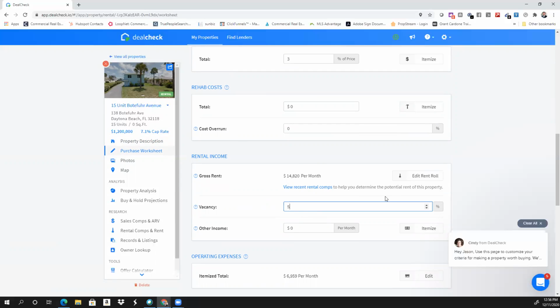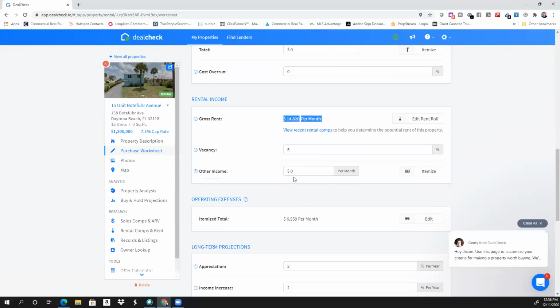Even though this is 100% full. Well, actually, I'm sorry. One unit is vacant, but I'm still writing this with a 5% vacancy. Here's the gross per month. He is actually getting a little bit of laundry income, not a whole lot. I think for the year, monthly, it's $750.